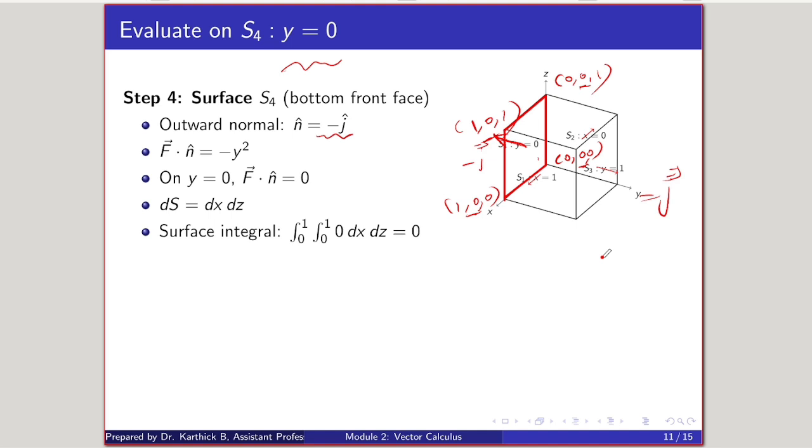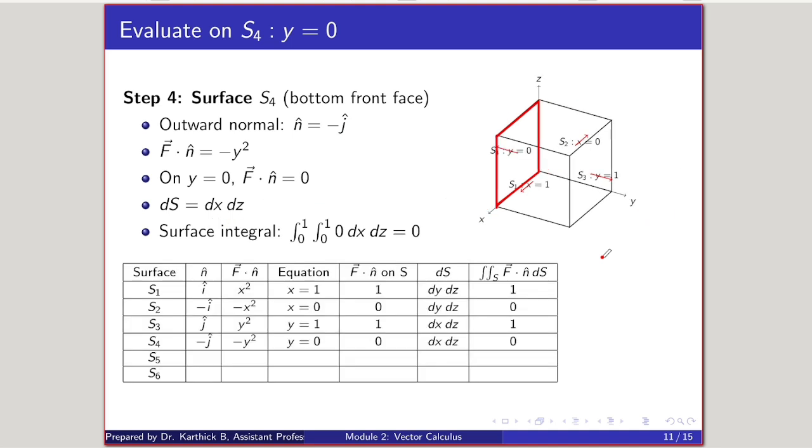Then as before, multiply n cap with the f vector they have given. Here it is minus j vector, so I am getting minus y square. Then what about the equation here? It is y square equal to 0. So I am substituting the value y equal to 0. Finally, I am getting f vector dot n cap as 0. Then here the variables are x and z with limits from 0 to 1. X is 0 to 1, and z is again 0 to 1. So at the final evaluation, I'm getting 0.